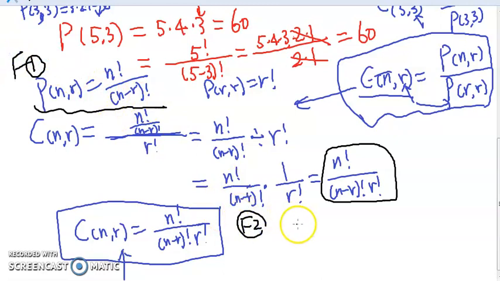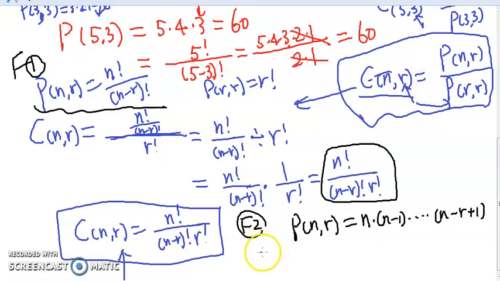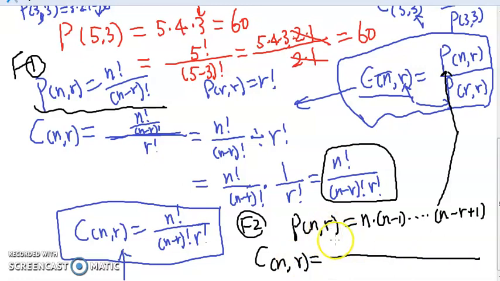Formula 2: we also have P(n,r), the r-permutation of n elements, equal to n times n minus 1 times dot dot dot all the way down to n minus r plus 1. If I plug this into the top of the formula, I get a slightly different formula, which is not really written in this form. In the first formula we have all factorials, and it's easier to memorize.